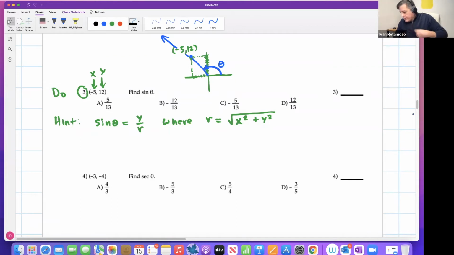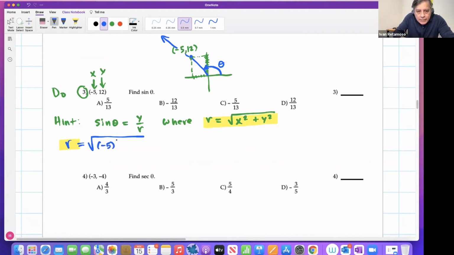Okay, let's do it together. Then I will ask you to do problem number 4. All right, so first step, compute this r. To compute this r, I have a formula. So r will be equal to the square root of x squared, but x is -5, so -5 squared, plus y squared, but y is 12, so 12 squared. We gotta compute this somehow.